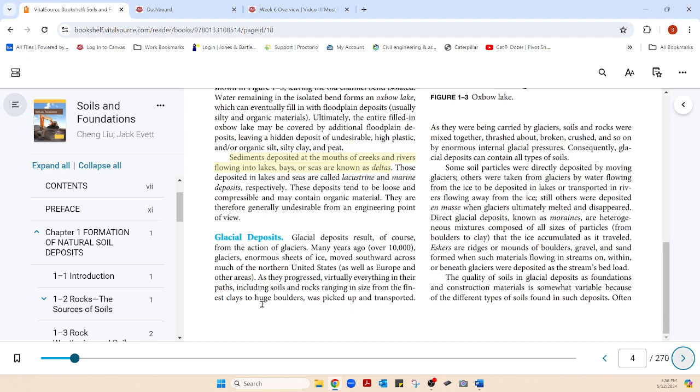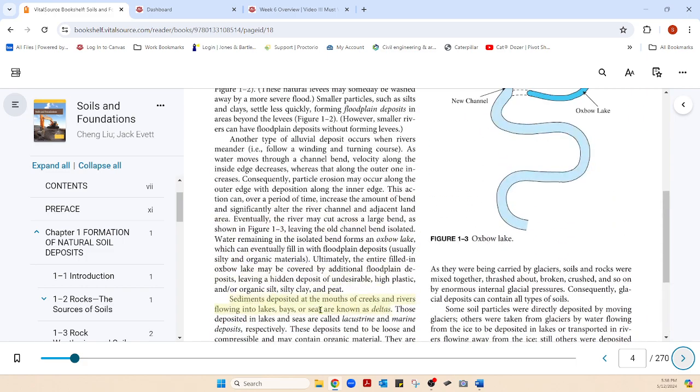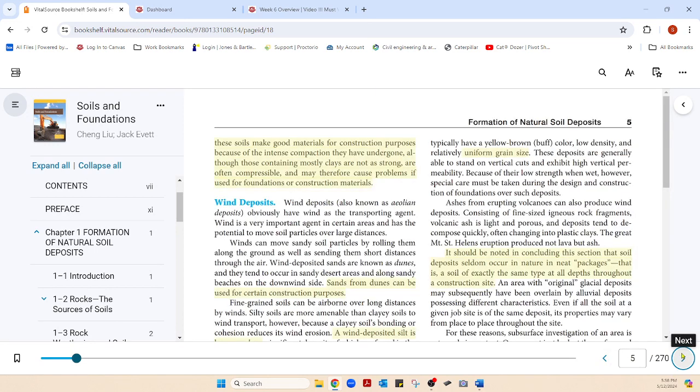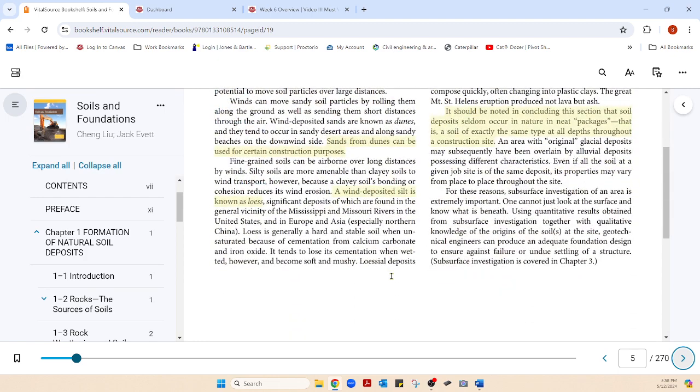Wind deposits, also known as aeolian deposits, obviously have wind as the transporting agent. Am I there? Maybe I'm not there in the book, but I'm there in my notes. Let's see. Here they are. So the wind deposits, also known as aeolian deposits, obviously have wind as the transporting agent.